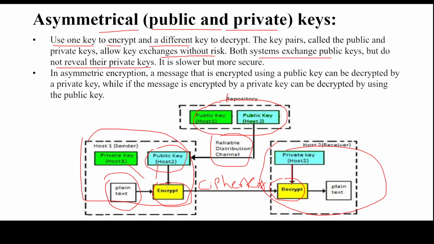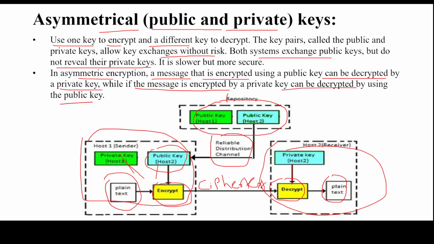Remember that here for encryption purpose, we have used the public key. While encrypting the original message, we have used the public key, and here we are using the private key for decrypting the message. So after decrypting the message, the receiver is getting the original plain text. Okay, so in asymmetric encryption, an original message that is encrypted using the public key can be decrypted by the private key. Okay, if a message is encrypted by the private key, then it can be decrypted by the public key.